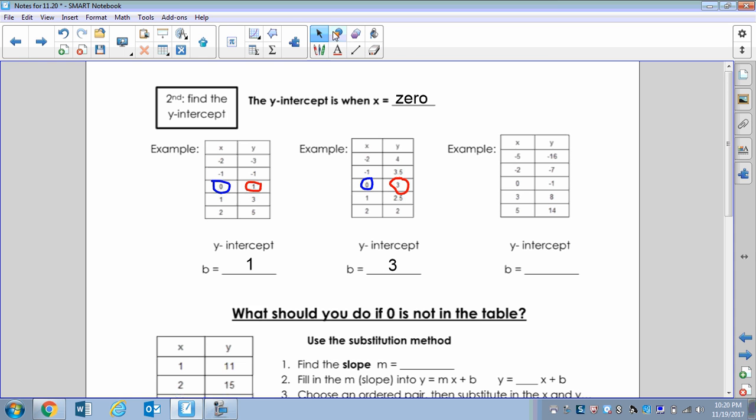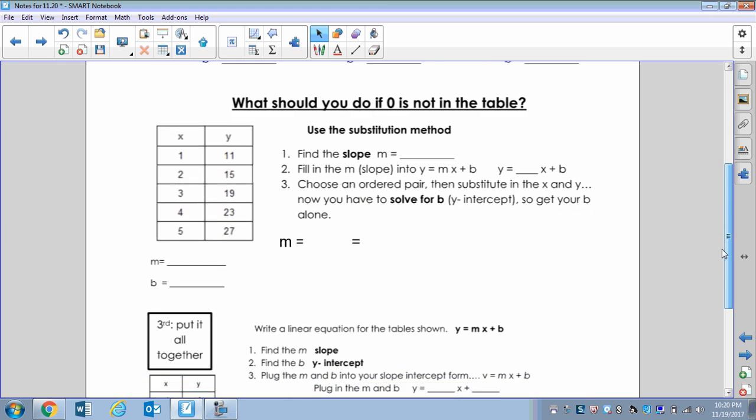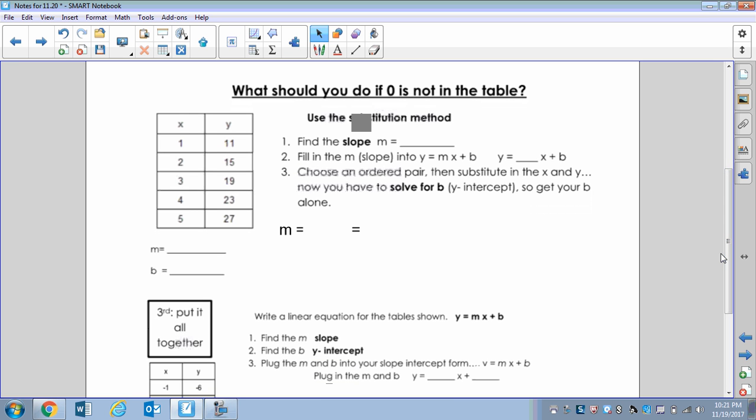And in this last one, I'm sure that you guys have figured out the pattern by now. I go to the 0, I look at the number next to it, it's negative 1. My y-intercept becomes negative 1. But sometimes we don't have it so easy, and we end up with a table without the y-intercept as part of the table.